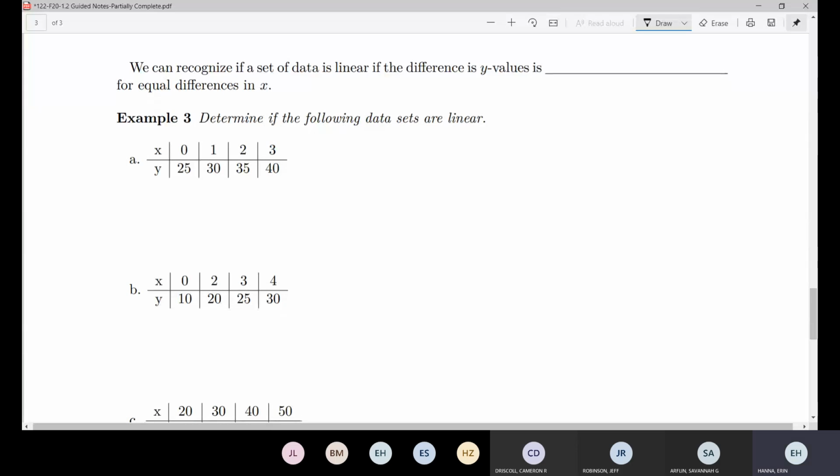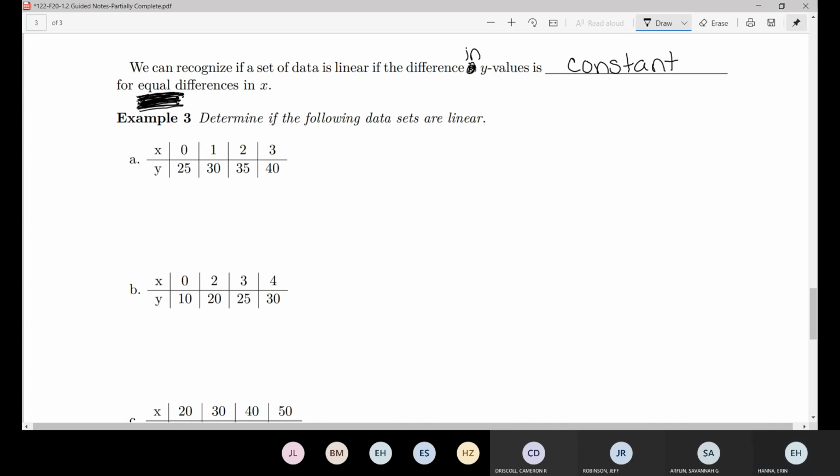So we're going to be able to recognize if a data set is linear. So that's the next thing we're going to look at. I'm going to give you a data set. We're going to have to figure out whether or not it's linear. We can figure out if it's linear if the difference in y values is constant for equal differences of x. Equal differences of x.